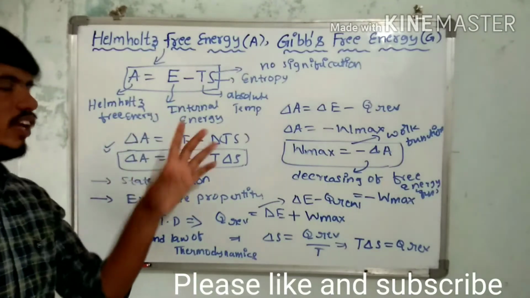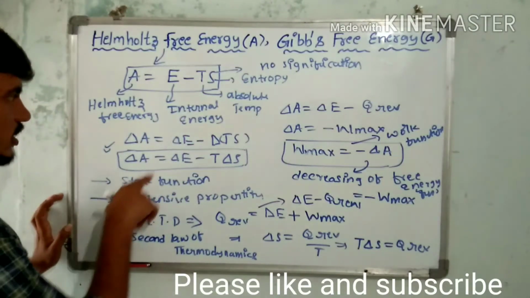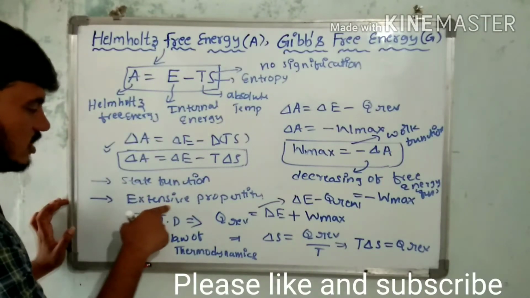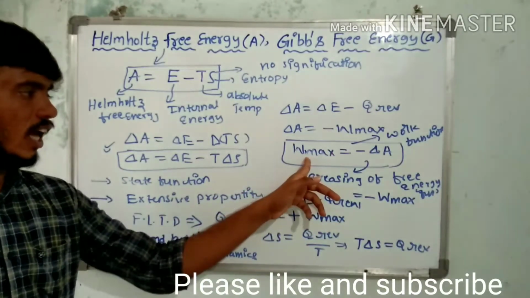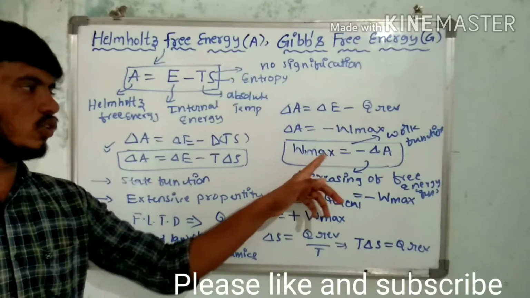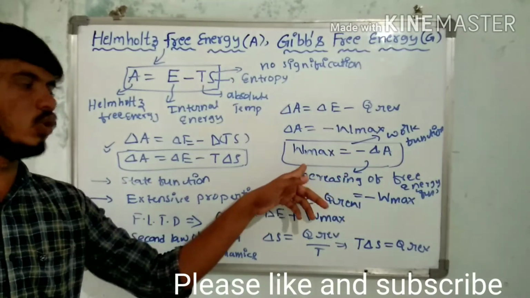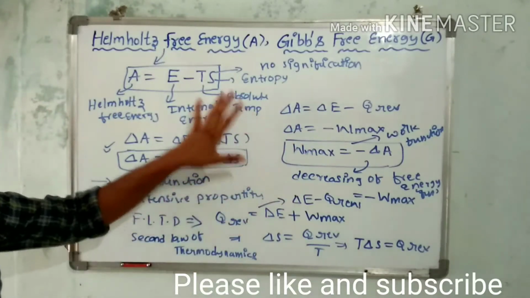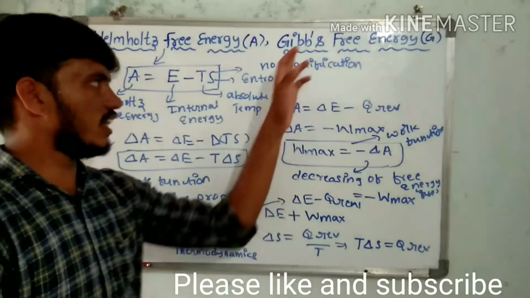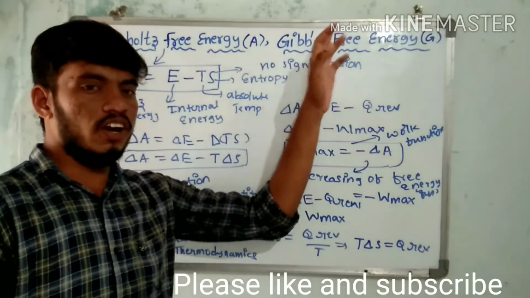Now, the important key points of Helmholtz free energy: Helmholtz free energy is a state function, and it is an extensive property, and the decrease of this function is equal to the maximum work present in the system. This is the concept of the Helmholtz free energy. And another concept is the Gibbs free energy.